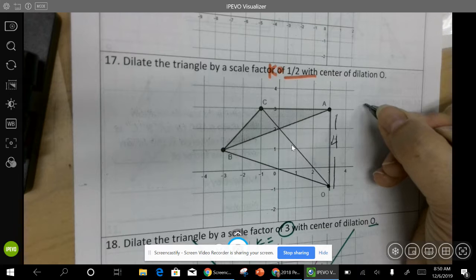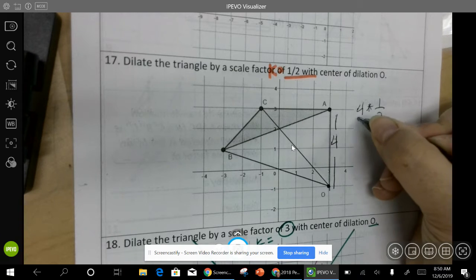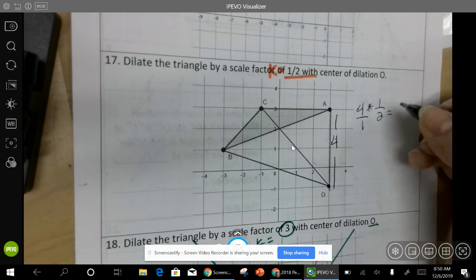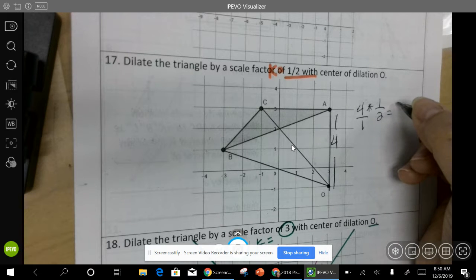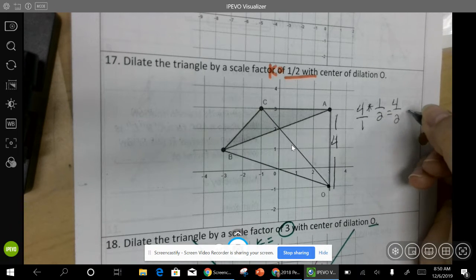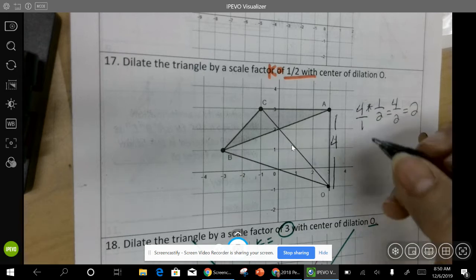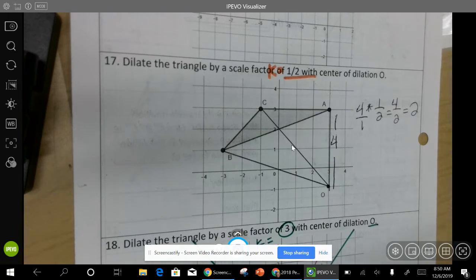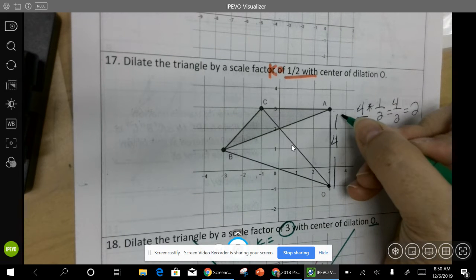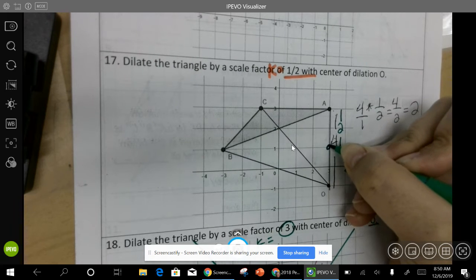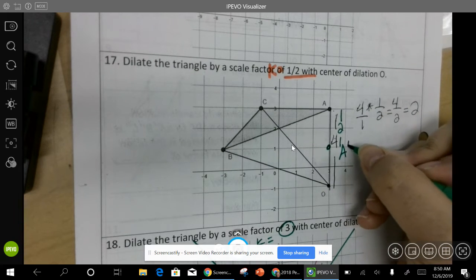So 4 times 1/2. Everybody can put it in the calculator. But if I multiply these two together, it's going to be 4 over 2. 2 divides into 4 2 times. So it's going to be 2. So I'm going to go down 2. So A prime is going to be right here.